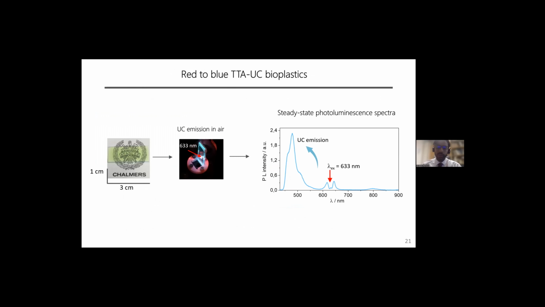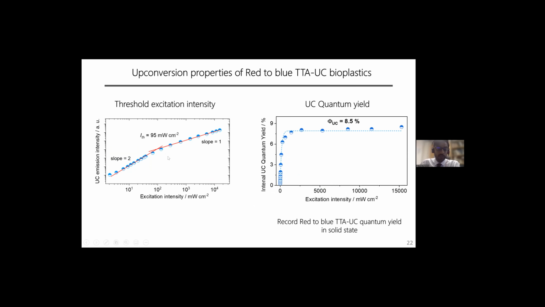And during my tenure at Chalmers, I could prepare the red to blue TTUC bioplastic film. I'm not showing the compounds right here because this paper is under review at the moment, but you can see the results that this film shows very nice blue upconversion emission upon excitation with 633 nanometer red light. Moreover, it showed a significantly low threshold excitation intensity of 95 milliwatts per square centimeter, which is equivalent to 95 suns, and a record upconversion quantum yield of 8.5% in the solid state till date for red to blue photon upconversion.